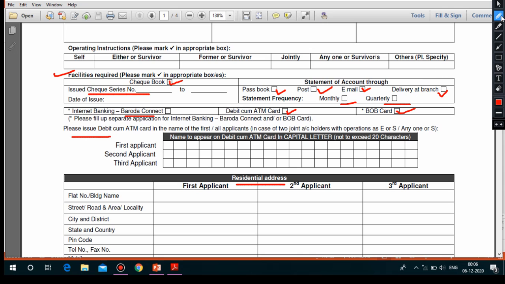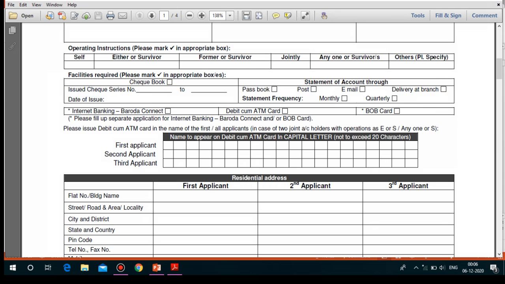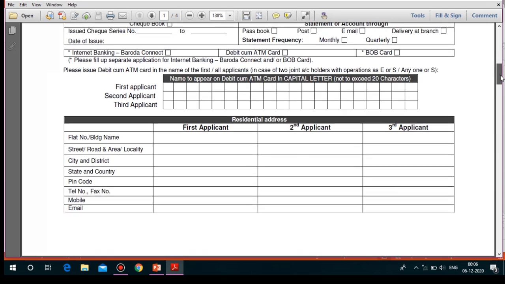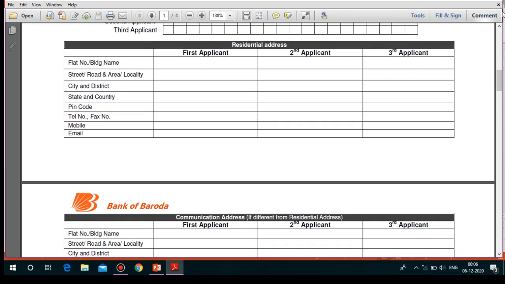Second, you have to provide the residential address. Address is important: where does the customer stay? So building number, flat number, city, district, state, country, pin code, mobile number, and so on.